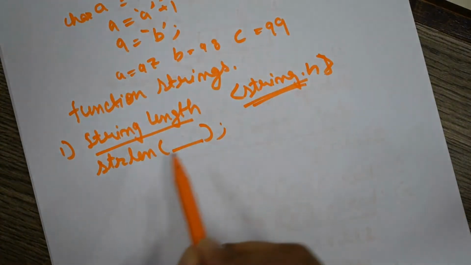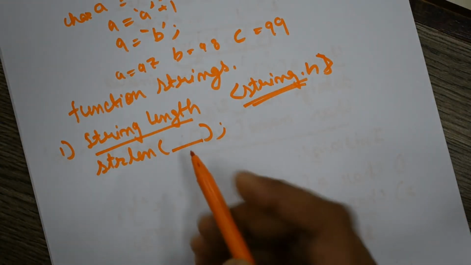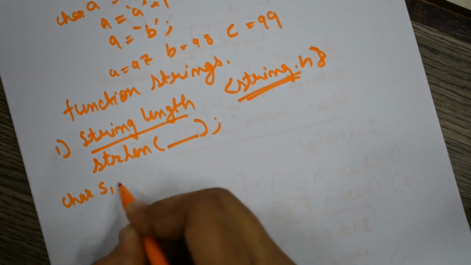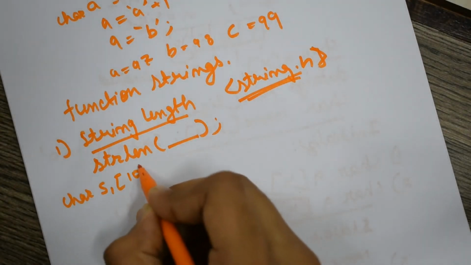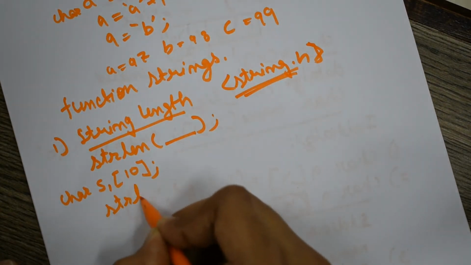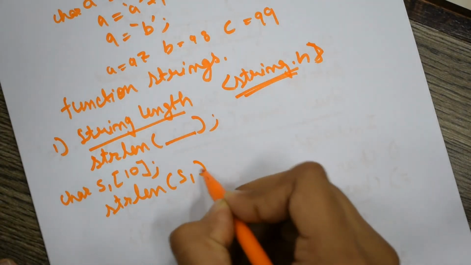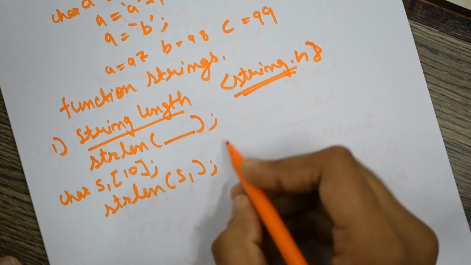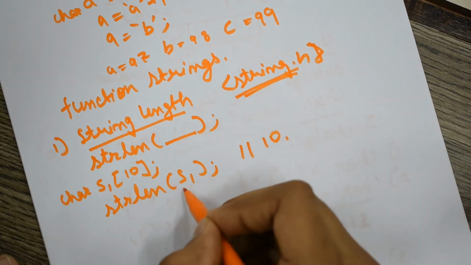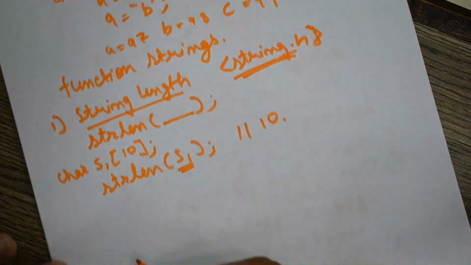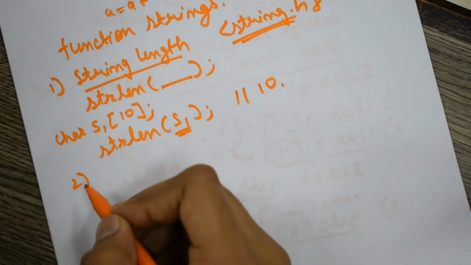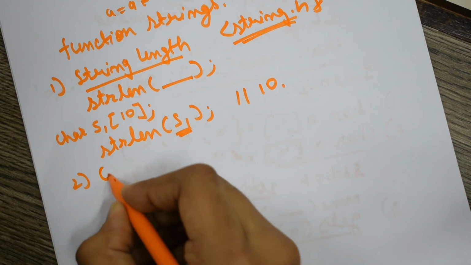So string length, strlen. Say you have declared a string s1 of size 10. If you put s1 in the parenthesis of strlen, it returns the value 10 because its size is 10. It's quite simple. Now, next, let's learn how to compare two strings.